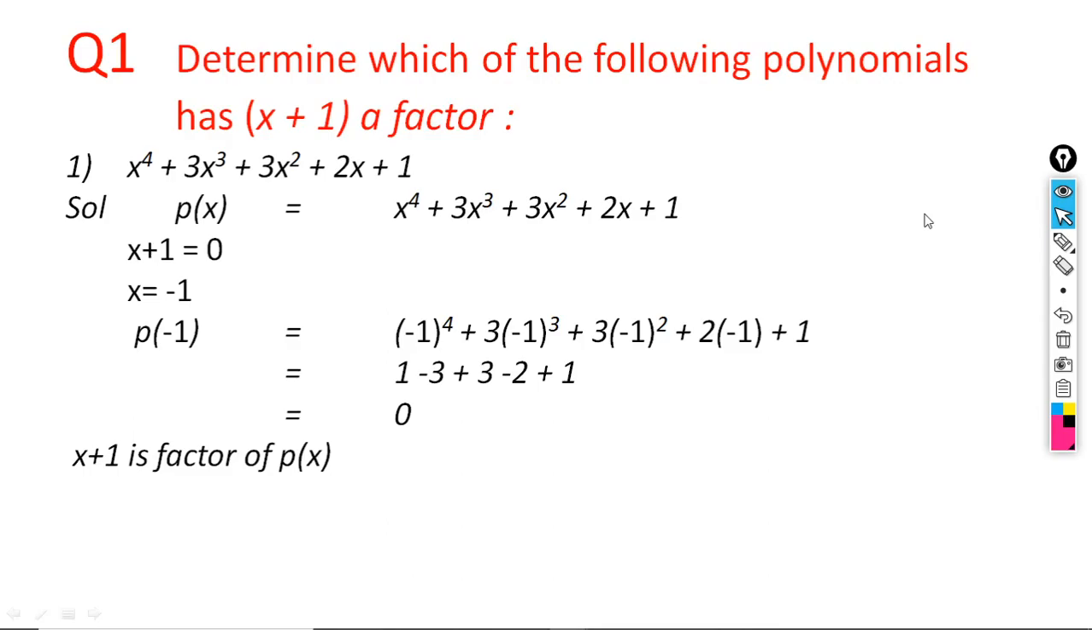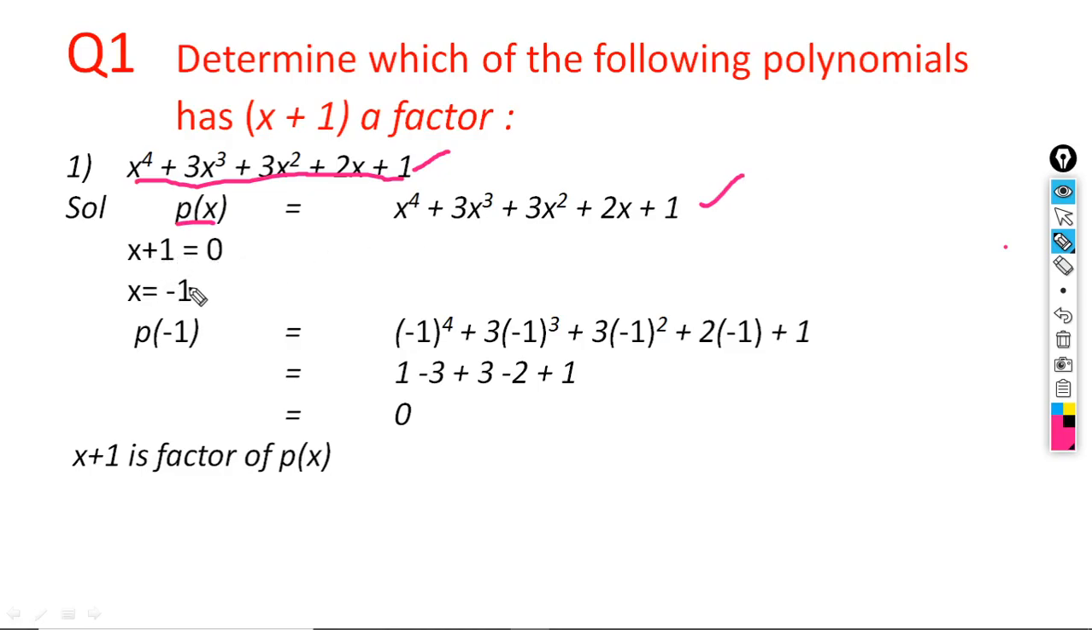Now this is the first problem we're going to try here. Determine which of the following polynomials has x plus 1 as a factor. This is the first problem we will discuss here. In the first problem, this is the polynomial given to us and we want to check whether x plus 1 is a factor of this polynomial or not. The first step, we consider the polynomial as p of x and we are finding the remainder. The process is the same as we follow for the remainder theorem.